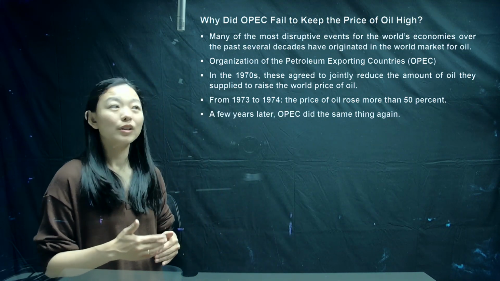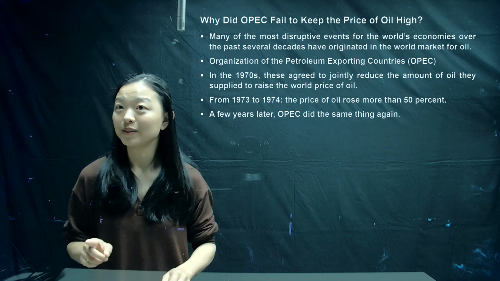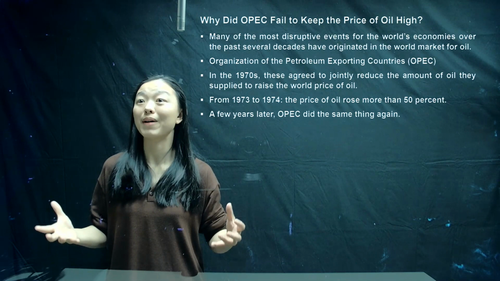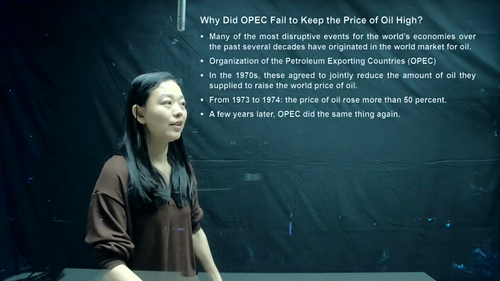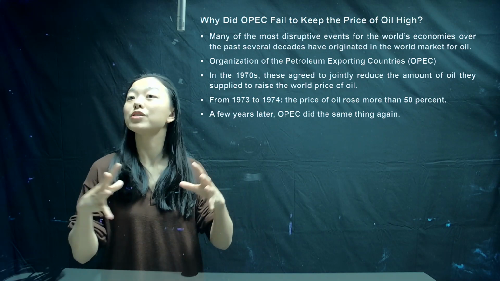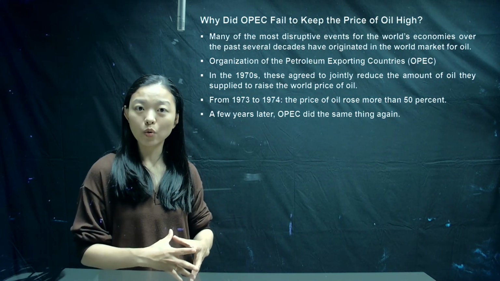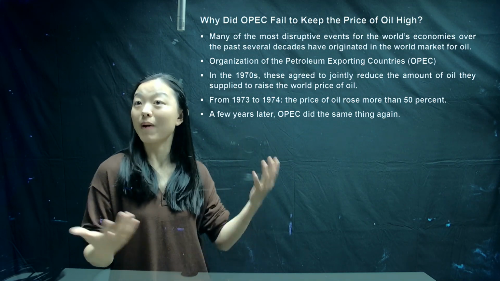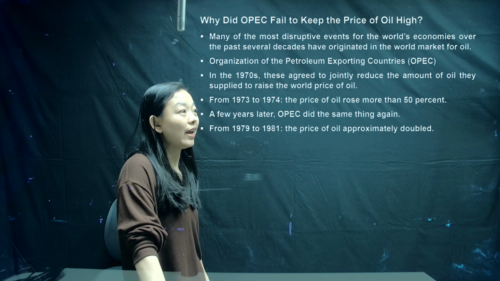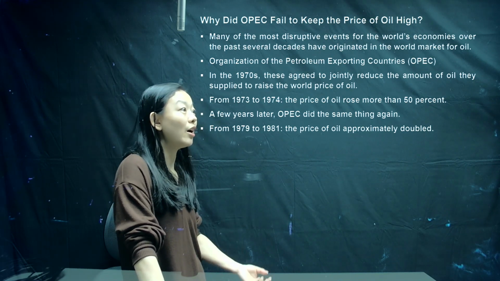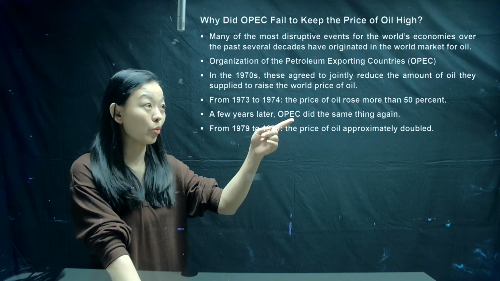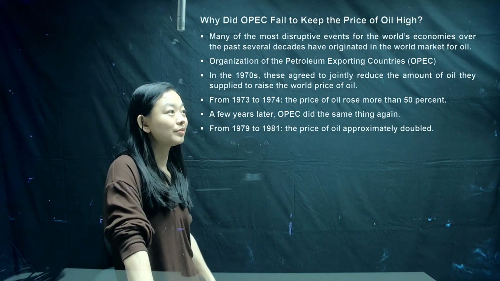A few years later, OPEC did the same thing again, because they noticed that once they cut down the oil supply, it actually brought huge benefits, huge profits. Therefore, a few years later, they agreed to reduce the oil production again and went to see if the oil price would increase dramatically or not. From 1978 to 1981, the price of the oil approximately doubled. So it works again, right?